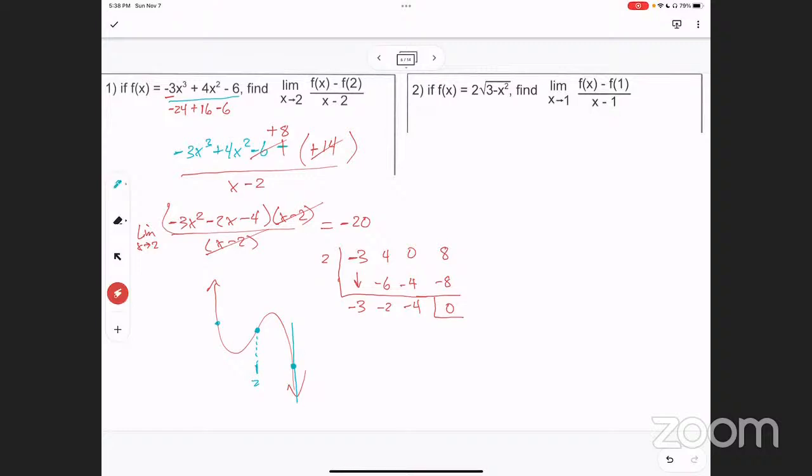So this next one, same deal, right? So we're just going to have to be careful plugging in these numbers. So f of x is 2 times the square root of 3 minus x squared minus f of 1. Plug in 1 and you get what? 2 square roots of 2? Did I do that right?